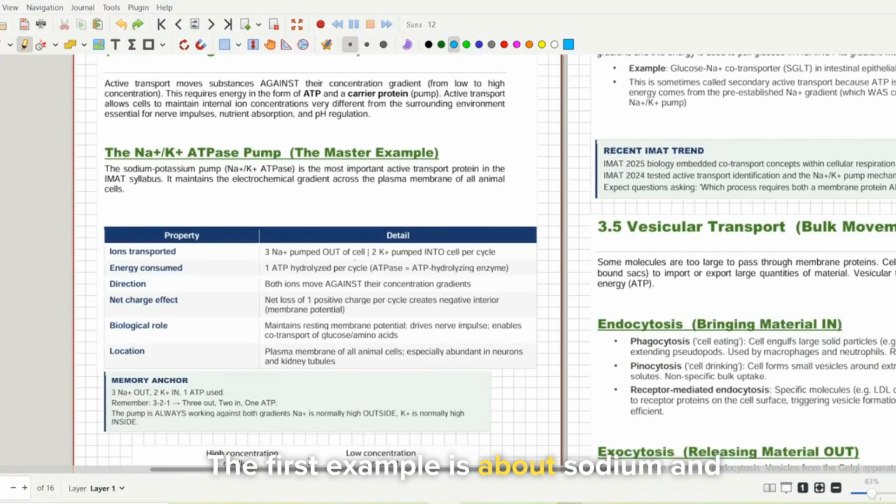The first example is the sodium and potassium pump. The sodium and potassium pump is actually present in your nerve impulses, right? We will discuss it in detail in your brain and development chapter. The first thing that you need to know is that this pump causes sodium and potassium ions to move in and out of the nerve cell. So 3 sodium ions are pumped out and 2 potassium ions are pumped into the cell per cycle. It consumes 1 ATP molecule per cycle.